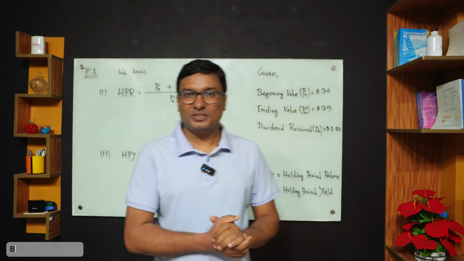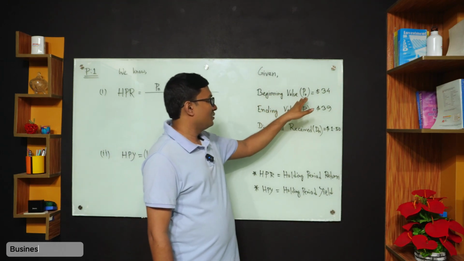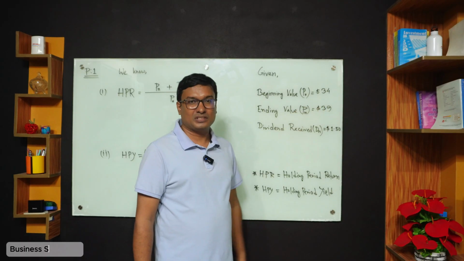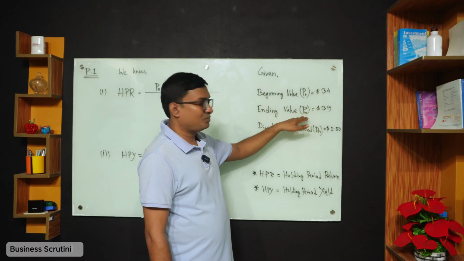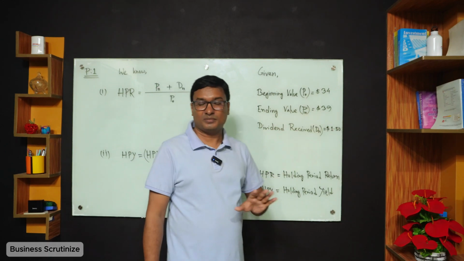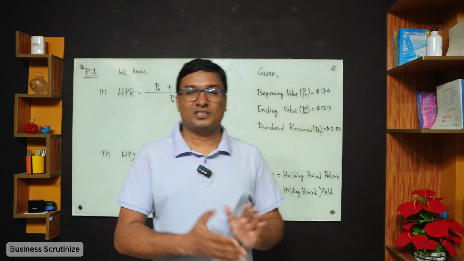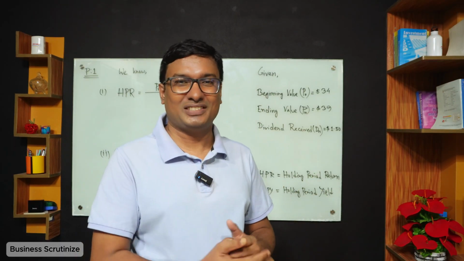In this problem, we are given data on the beginning value of the share, which is P naught, and the amount is 34 per share, and the ending value, which is written as Pn, and the amount is 39, and finally the dividend received during the period per share, which is 1.5. Considering this data, we have to compute two requirements.